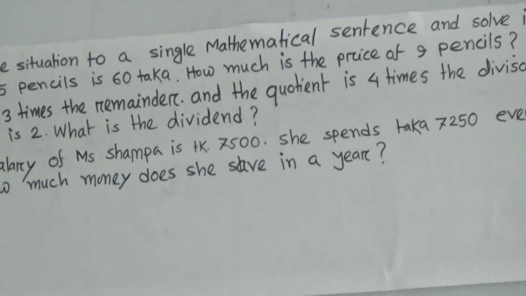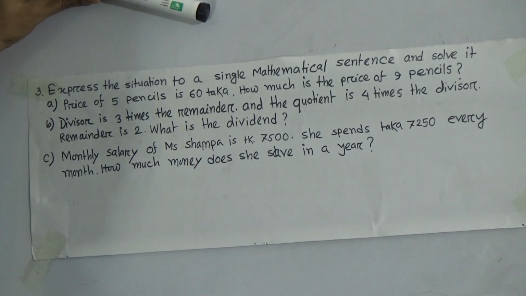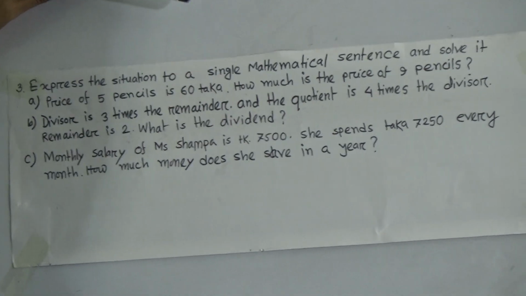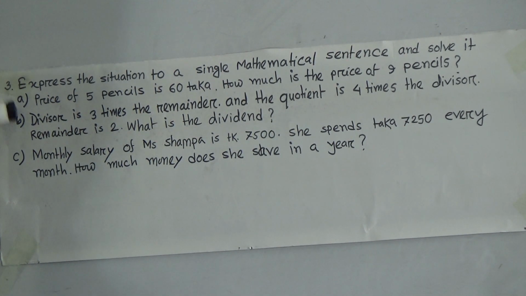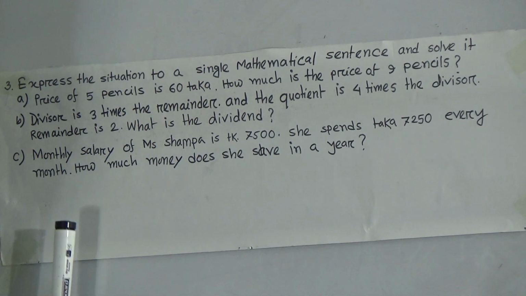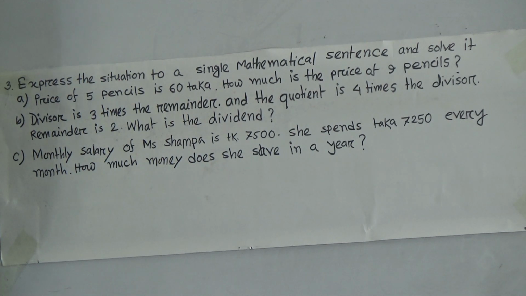Okay, let's start by reading the questions. Express the situation as a single mathematical sentence and solve it. That means at first you have to write the mathematical sentence, then you have to solve. Now, A: the price of 5 pencils is 60 taka. How much is the price of 9 pencils? Student, A, B, C are all separate questions. So at first I will solve question A.